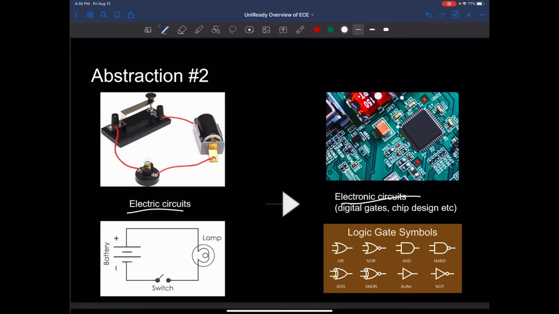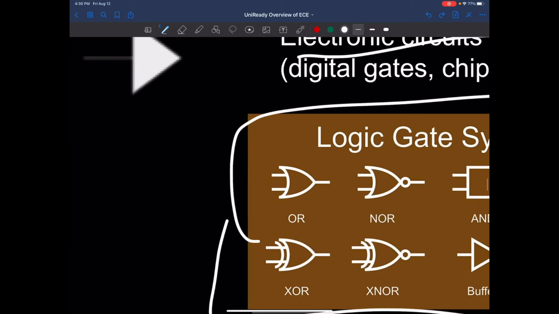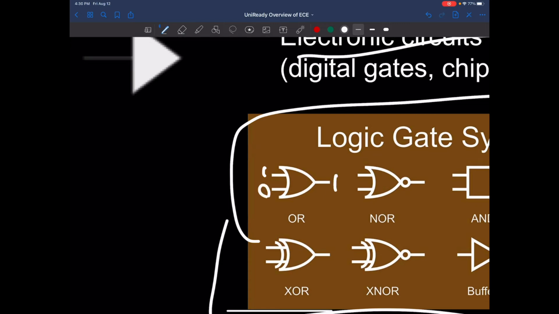But electronic circuits are things that you use to build computers. And you have these logic gates. You probably have seen these before. You have the OR gate, right? Which is that if you have 1, 1, then this is 1. The output will be 1 if the two inputs are 1. And if one of the inputs is 1, then the output will also be 1. But if both of the inputs are 0, then the output will be 0.